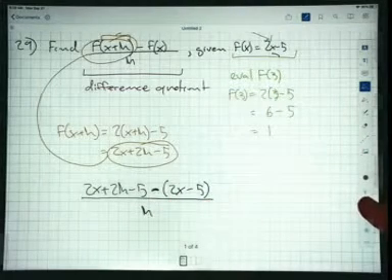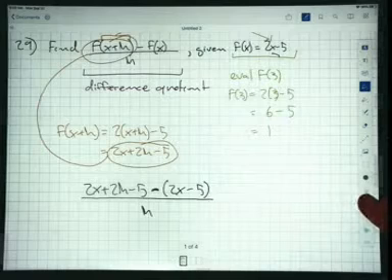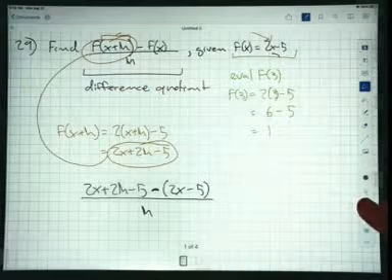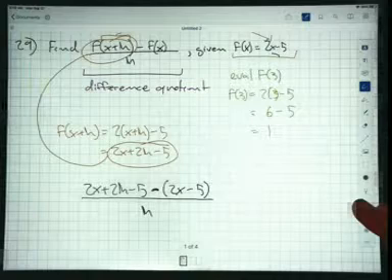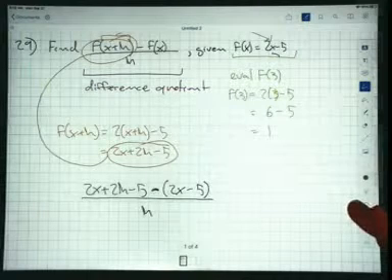Now at this point we want to simplify. What can I start doing to simplify? Anybody? What can I start doing to simplify?